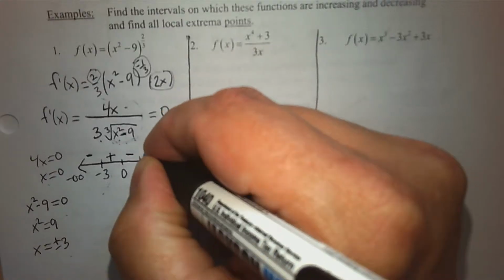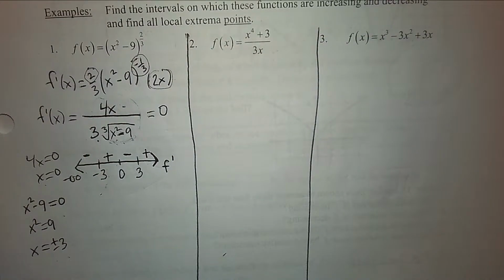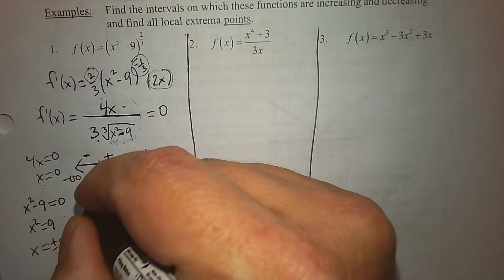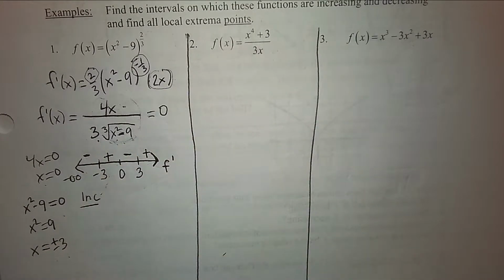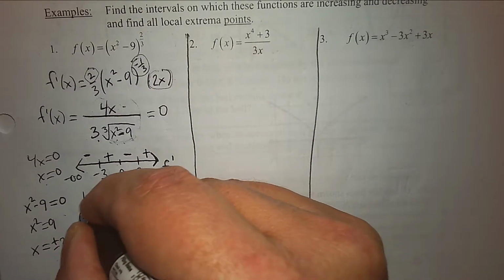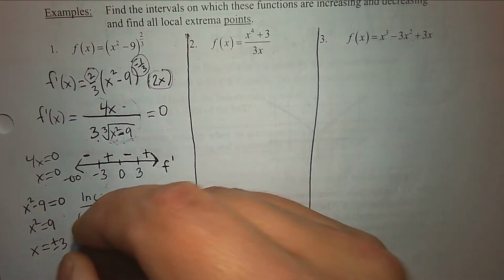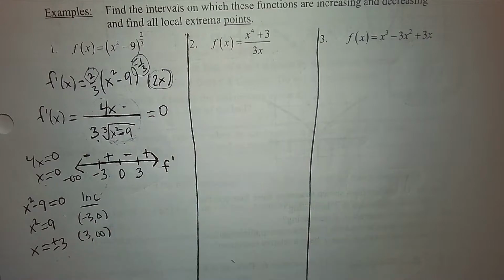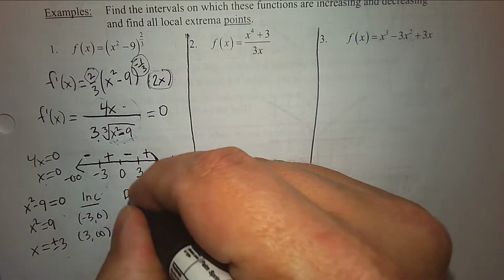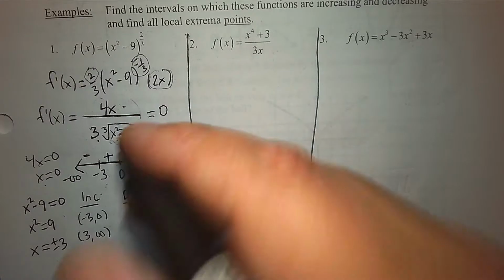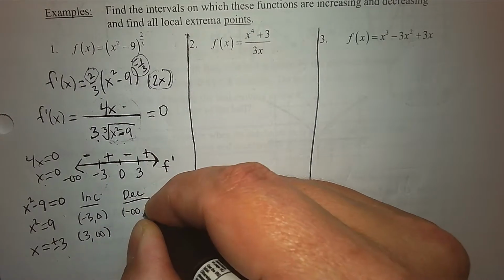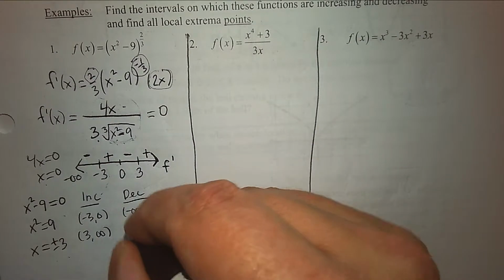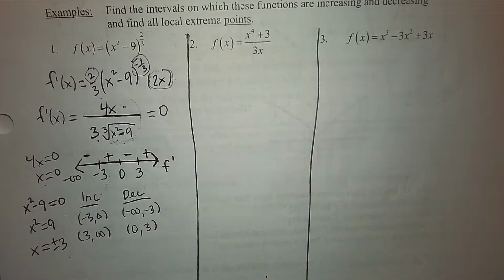The top is positive and the bottom is positive. So the question is, at what intervals is this function increasing? It increases from negative 3 to 0, and from 3 to infinity. Where is this function decreasing? From negative infinity to negative 3, and 0 to 3. Notice that when I'm doing intervals like this, the ends are neither increasing nor decreasing. It's 0, a horizontal tangent.